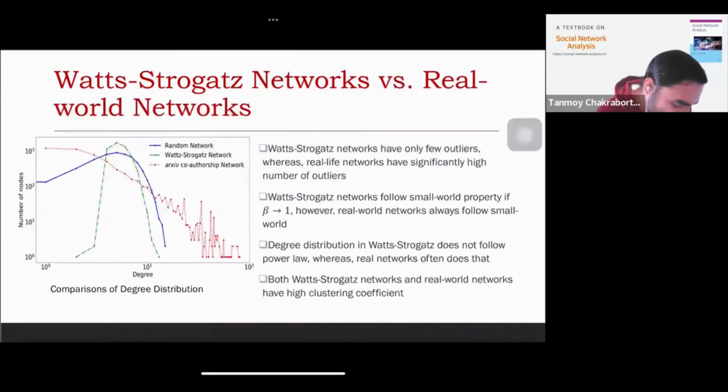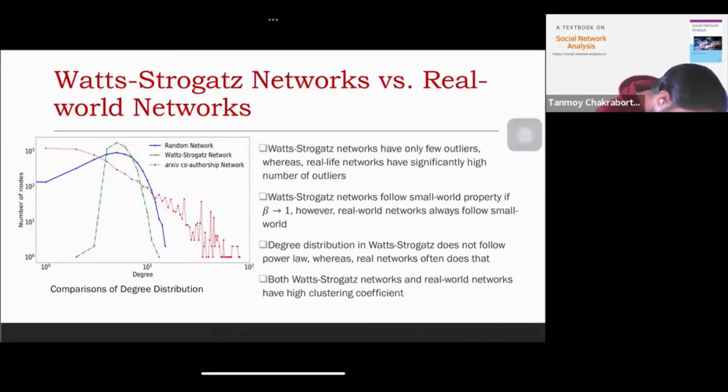The problem with the Watts-Strogatz model is that it doesn't have any guarantee on whether the network follows the scale-free property, because ultimately you are moving from a regular lattice to a random network. So in the in-between spectrum there is no concept of a power law degree distribution.